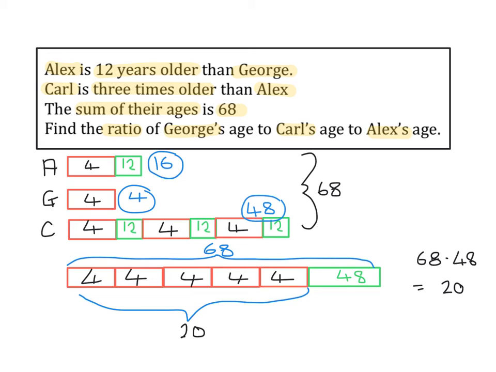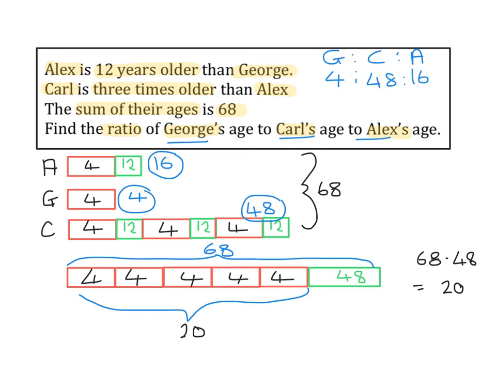Okay, so I want the ratio in the form George to Carl to Alex. George to Carl to Alex. So I need to do it in that order. So George was 4. Carl was 48. And Alex was 16.